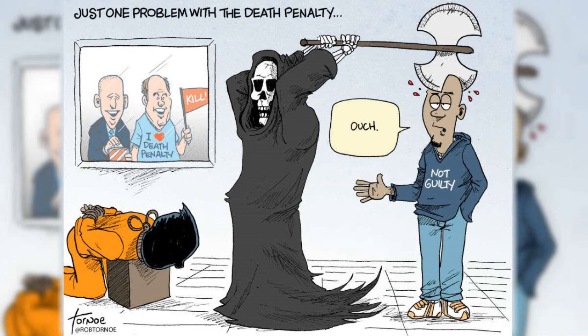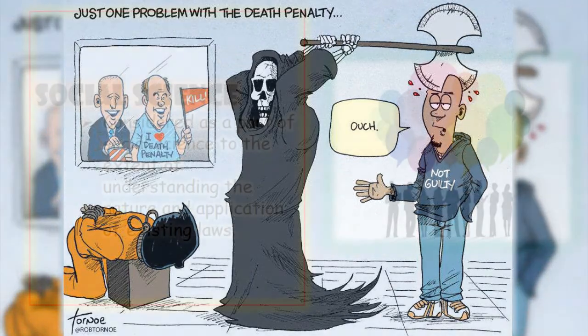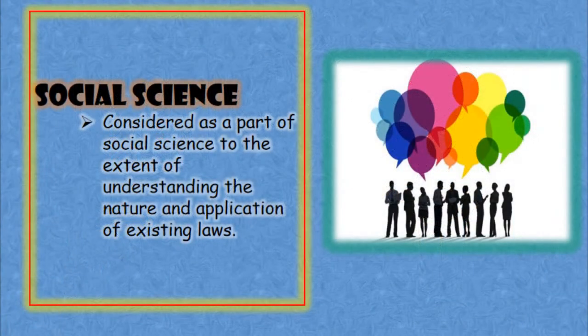Maybe some of you will be in favor of that, and maybe some of you will also be against the implementation of the death penalty. That is why we consider it a social science also. So, that is all about criminology being a social science. Now we are going to proceed.